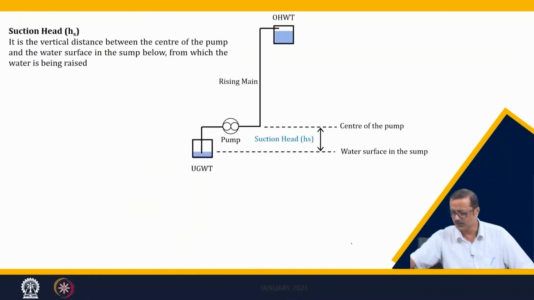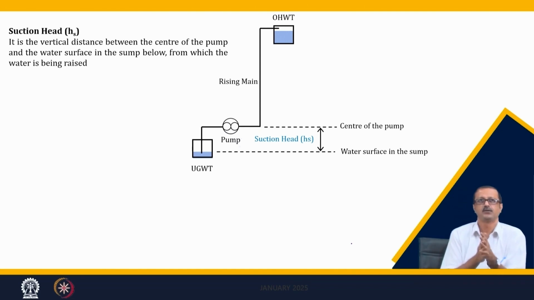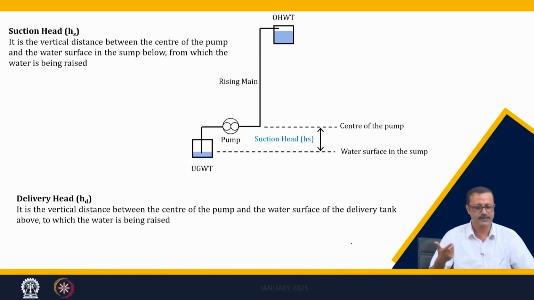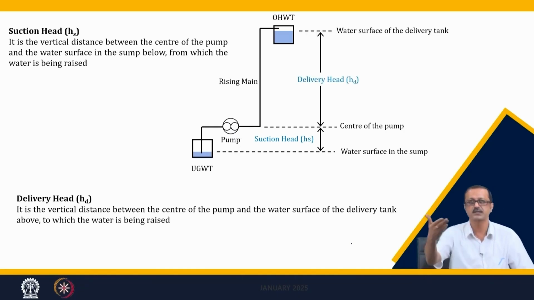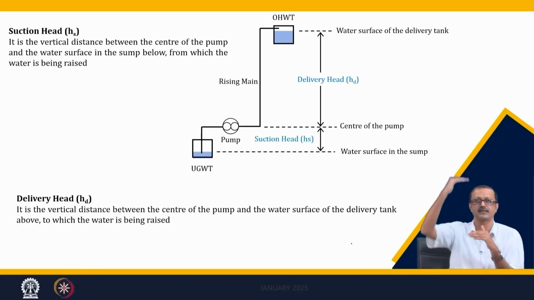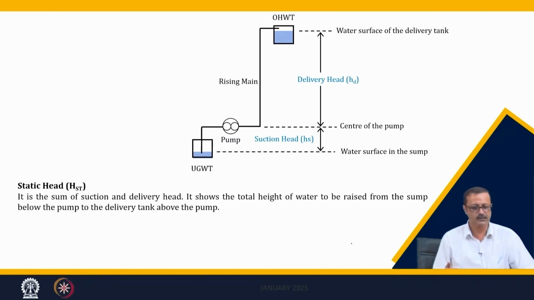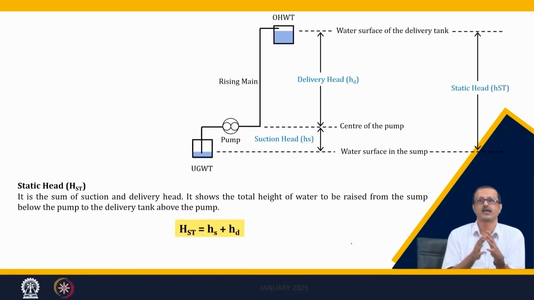So, here there are two types of head, or maybe three types of head we will discuss. First one is called suction head. Suction head is the height between the pump and the underground tank, how much you are rising from below the pump. So, that is a suction head. You have to introduce suction pressure, and then another head is called the delivery head, which is the height from the pump to the overhead tank. So, the total amount of lift, which is called the static head, is nothing but the suction head plus the delivery head.